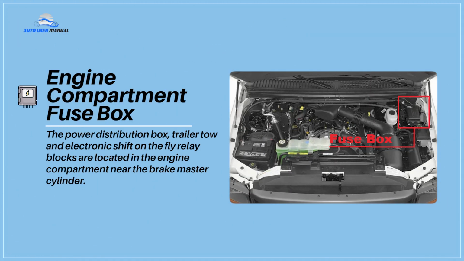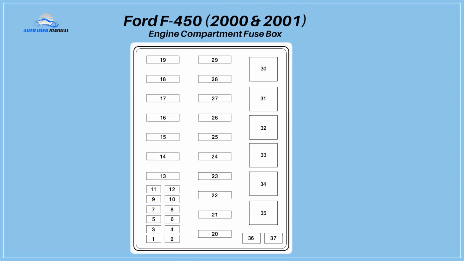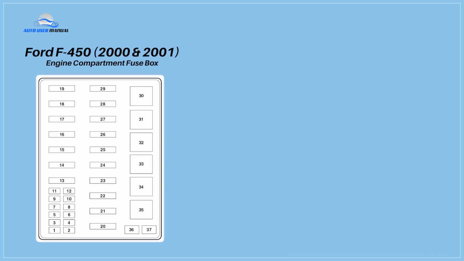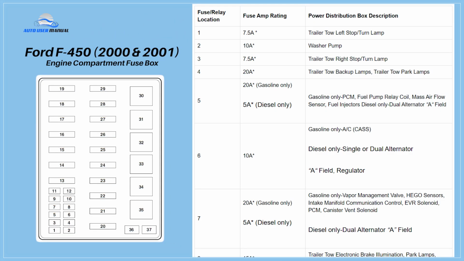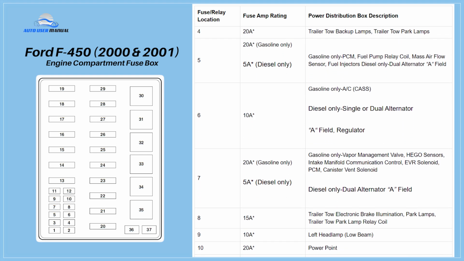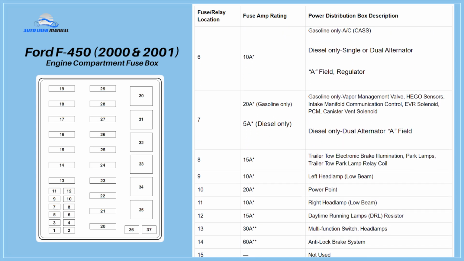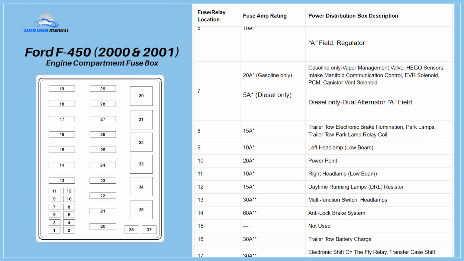Engine compartment fuse box. The engine compartment fuse box in 2000 and 2001, Ford F-450 distributes and protects power for major engine systems such as the fuel pump, ignition system, and cooling fans using high current fuses and relays.